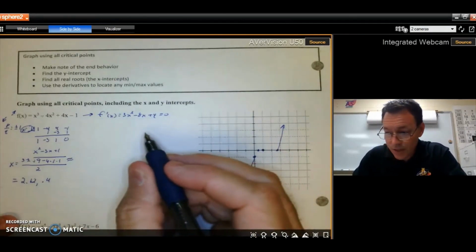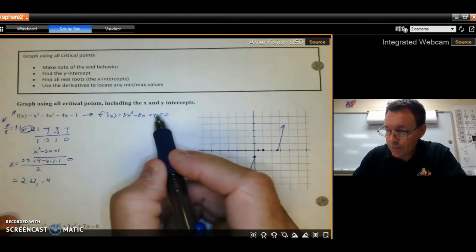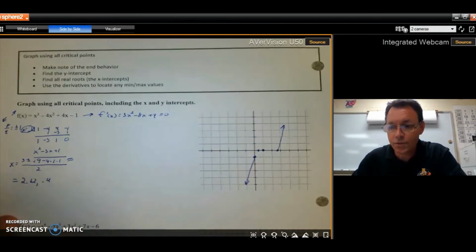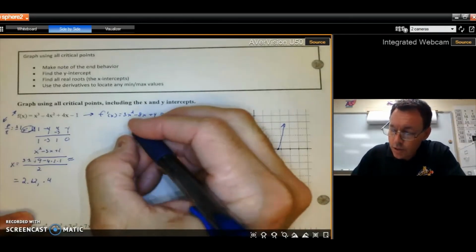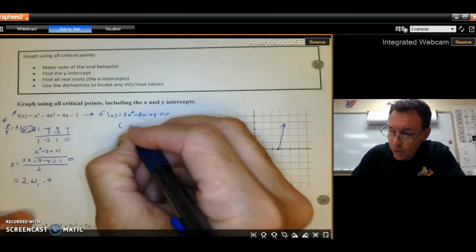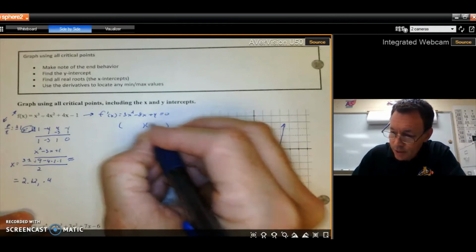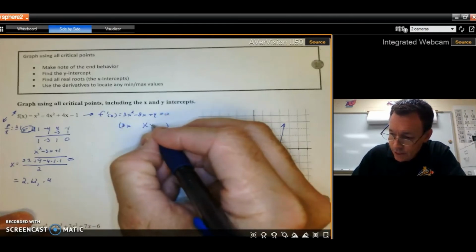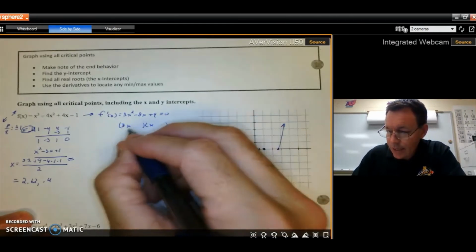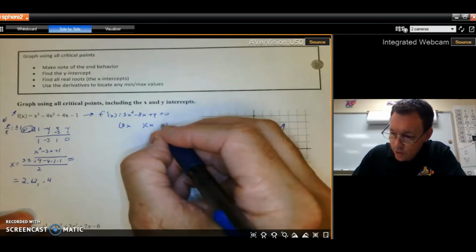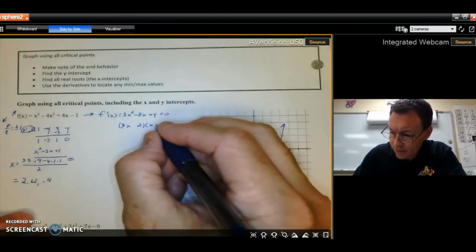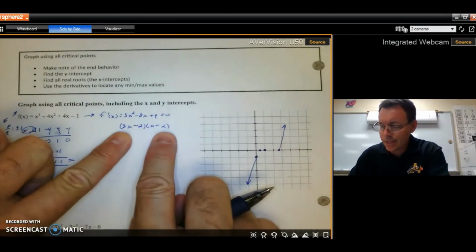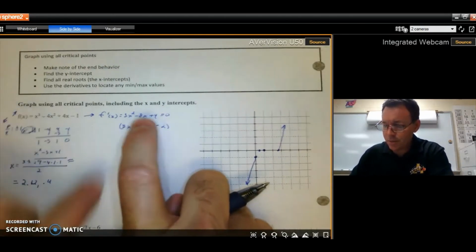This does factor. If you do 3 times 4, you'll get 12. There are factors of 12 that add up to -8. It'd be like -6 and -2. So you can do the factor by grouping if you want. I'm just going to do guess and check. It's a 3x and then x, and then I need to get a 6 and a 2, so that's going to be a 2, and that's a 2. I need to make both of them negative. So -6x, -2x gives me my -8x.